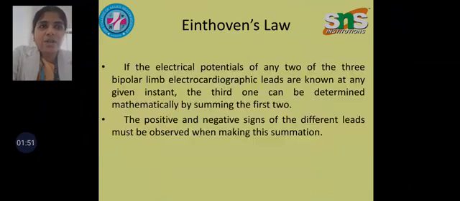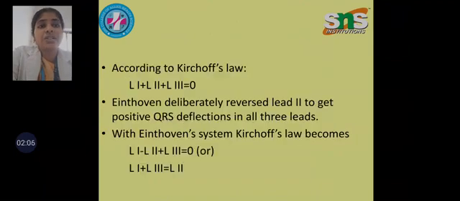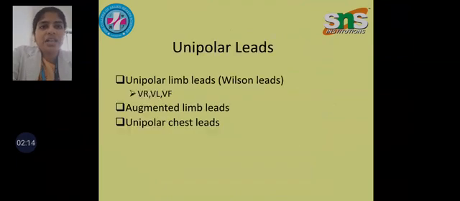If the electrical potentials of 2 of the 3 bipolar limb electrocardiographic leads are known at any given instant, the third one can be determined. Positive and negative signs of different leads must be observed. So according to Kirchhoff's law, lead 1 plus lead 2 plus lead 3 is equal to 0. For Einthoven's law, lead 1 plus lead 3 is equal to lead 2. Another one can be defined.